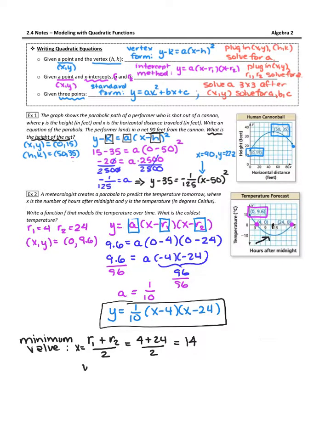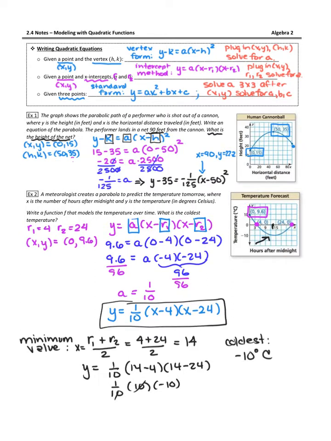So to find the y value, we have to plug in 14 minus 4, 14 minus 24. So this simplifies out to be 10 times negative 10. So the coldest is going to be negative 10 degrees Celsius. Okay?